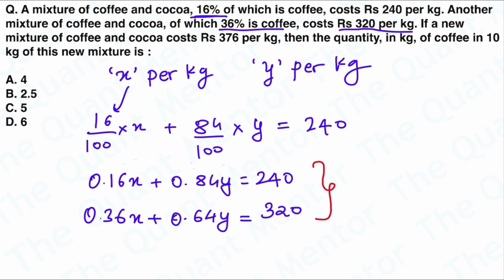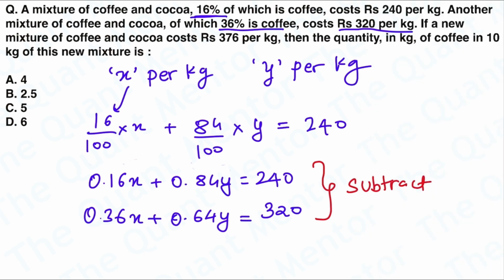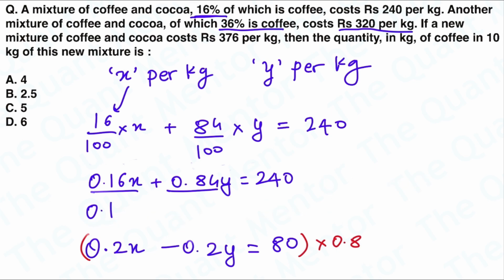For that, we first start by subtracting the two equations. So we just subtract the two equations. 0.36 minus 0.16 will be 0.2x. 0.64 minus 0.84 is minus 0.2y is equal to 320 minus 240 would be 80. This equation we multiply throughout by 0.8. So we'll get 0.16x minus 0.16y is 80 into 0.8, that is 64.